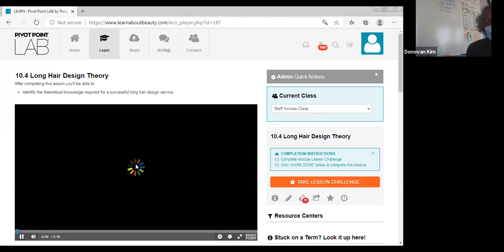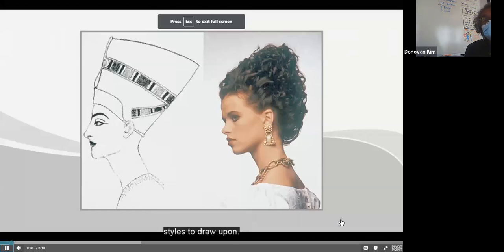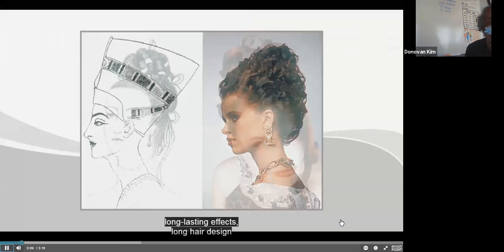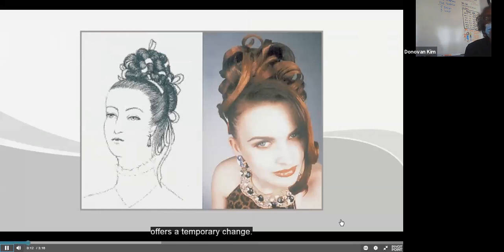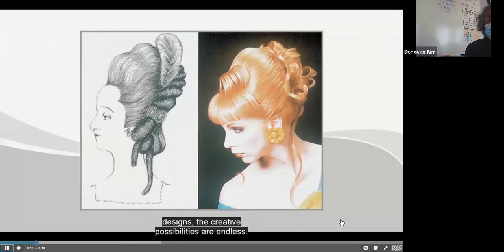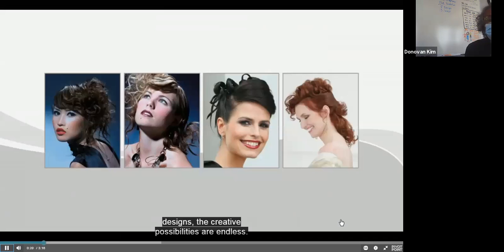Love that shape. Today's long hair designs have a wealth of ancient styles to draw upon. Unlike cut, color, and perm services, which offer long-lasting effects, long hair design offers a temporary change, from simple braids to intricate avant-garde designs. The creative possibilities are endless. Long hair design is generally performed for special occasions.